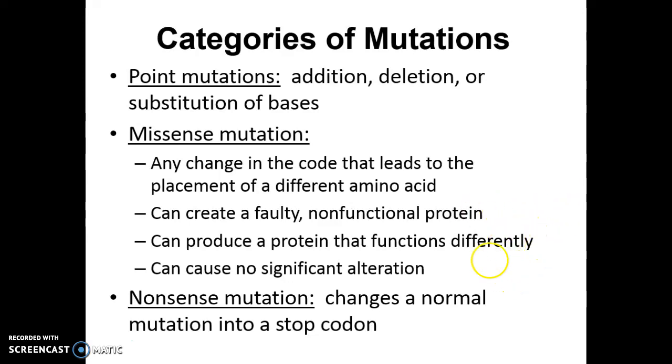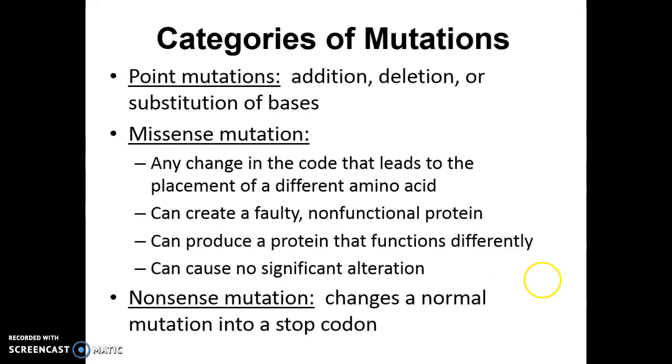And that protein may not work at all, could be non-functional, or it can produce a protein that functions differently. Let's say an enzyme. If the enzyme's active site is different because the shape is different, because the amino acid sequence is different, then it's going to act on a different substrate. And that lock and key fit isn't going to work properly, but maybe there's a different key that can fit into that lock, so to speak.